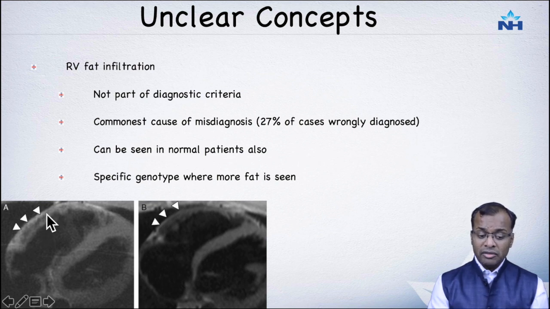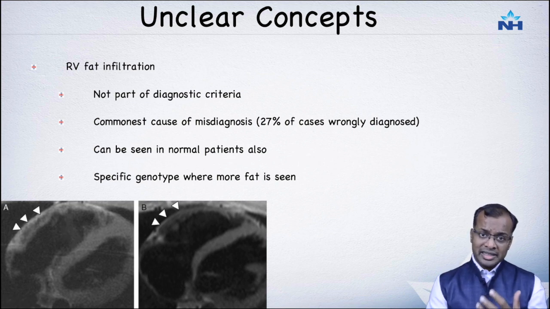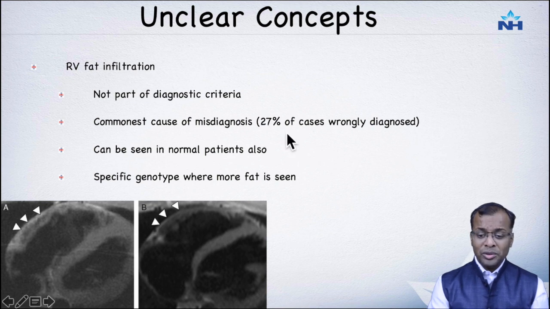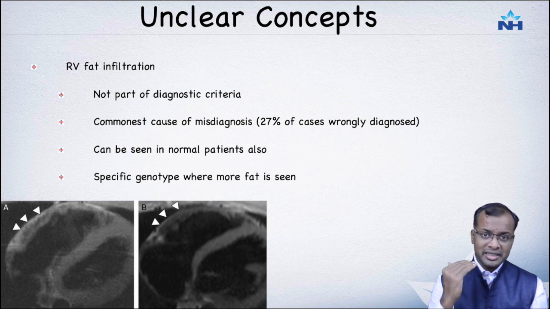It is easy for us to demonstrate fatty infiltration in the RV free wall in some cases, and a lot of people use that as a diagnostic criteria and call the case as ARVC. About 1/3 of the cases are wrongly diagnosed, purely because they looked at the fibrofatty replacement and said this is ARVC, but did not look at the other criteria.